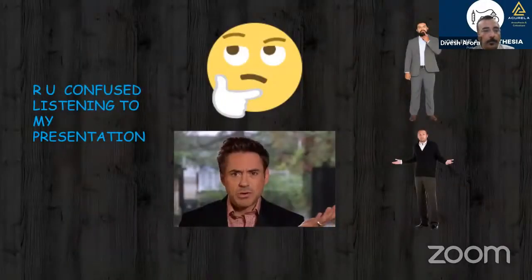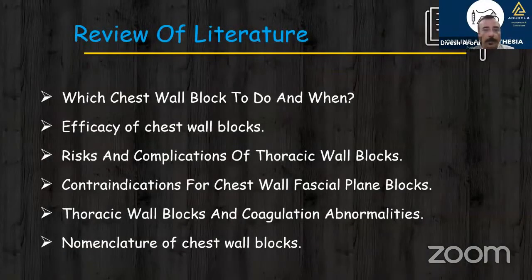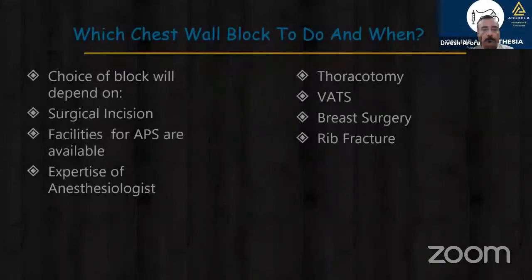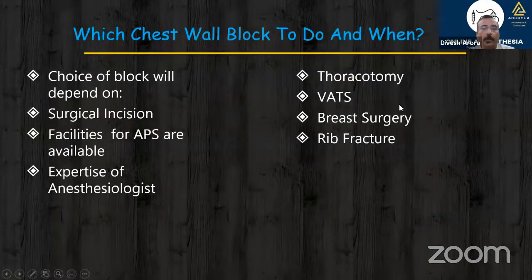So my dear friends, are you confused listening to my presentation? I have presented so many blocks, but now I'll solve each and every confusion. I'll do a good review of literature and tell you which block is to be done in which chest wall surgery. When we talk about chest wall surgeries, there are 4 major surgeries we look at as anesthetists: thoracotomies, VATS, breast surgeries, and rib fractures. The choice of block will depend on the expertise of the anesthetist, where exactly the surgical incision is, and whether facilities for acute pain services are available or not.